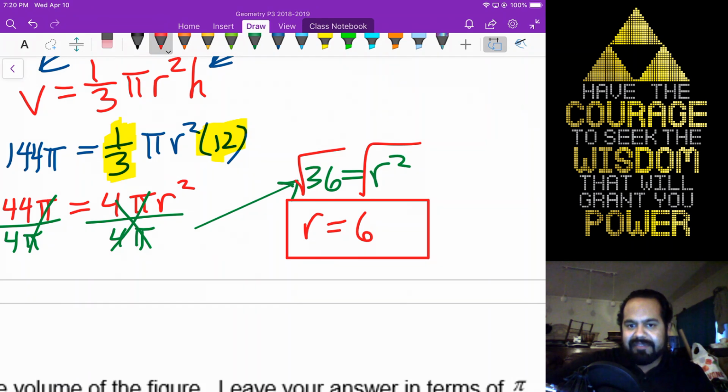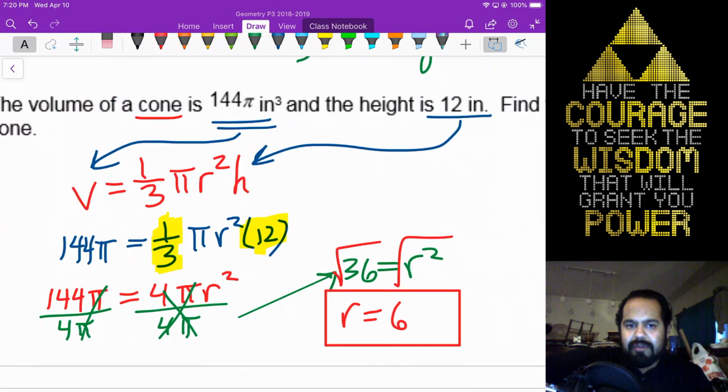Now you'll notice I left some space there because even though we're not calculating an actual volume, this length still has a unit. This is going to be inches. It's a length, not a volume, not an area. This is 6 inches. Okay?